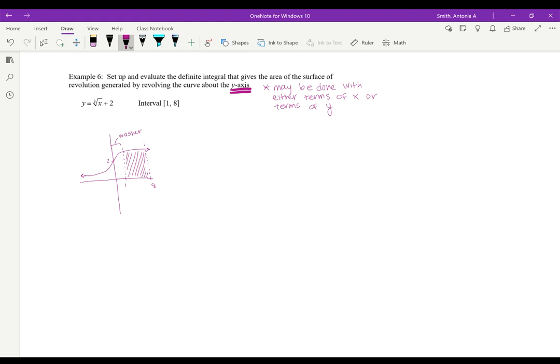All right. Now, like I said, it doesn't matter if we do it in terms of x or in terms of y, but because we've done an example already in terms of x, I'm going to change this to in terms of y, and it might be easier for our integration in the end. We could do it either way. Just our final integration might be a little bit easier if we change this to terms of y.